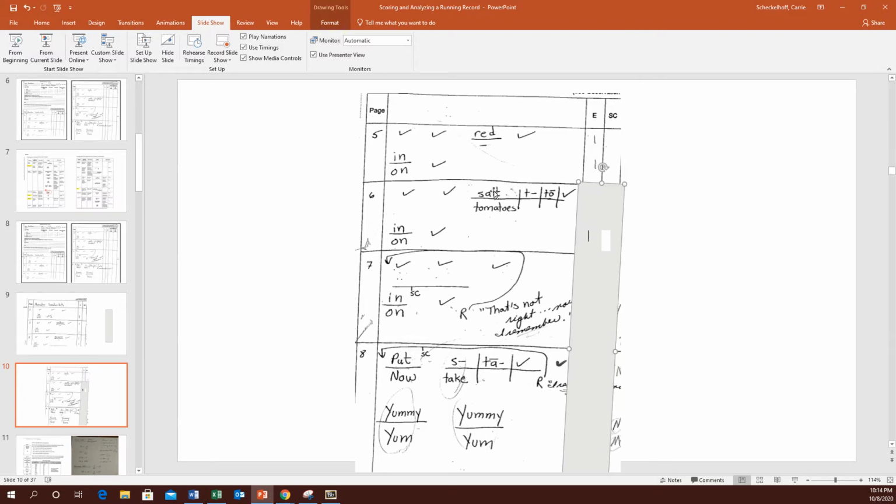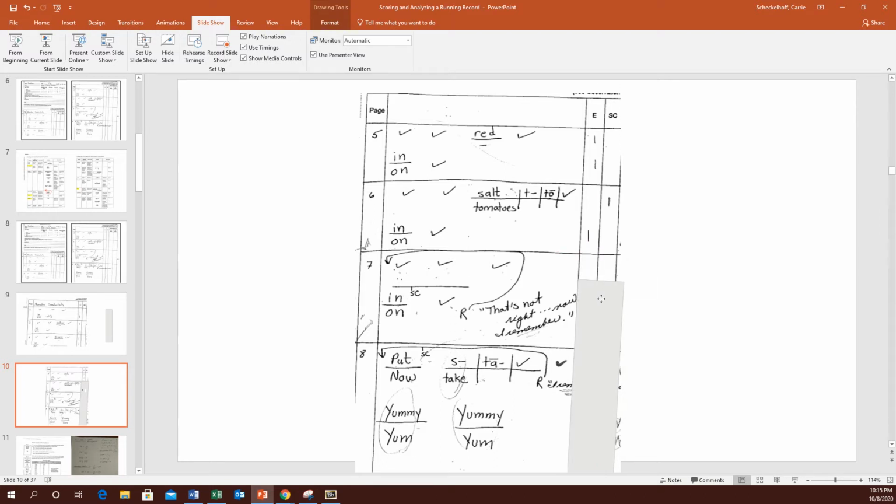Now here we have salt for tomatoes. That's an error. So the child made an error right there. But then we see toe, this nice partial articulation, and then they get it. So they made an error that they fixed up. So that is going to count as, you got it, a self-correction. Then we have in for on.